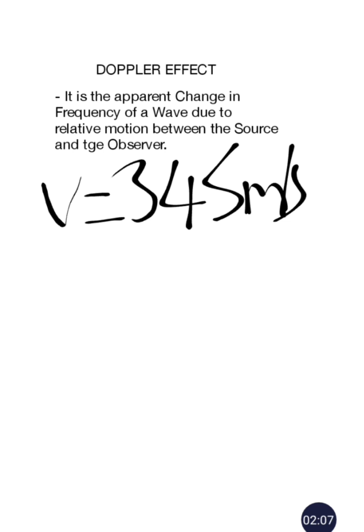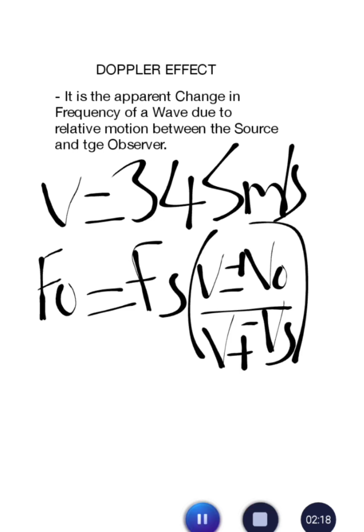And the main formula we use in the Doppler effect is this, where fo means the observed frequency, fs means the frequency of the source, and v is the speed of sound, which is 345 meters per second. vo means the observer's speed, while vs means the speed of the source. But the positive or minus sign depends on whether the observer or the source is moving toward or away.